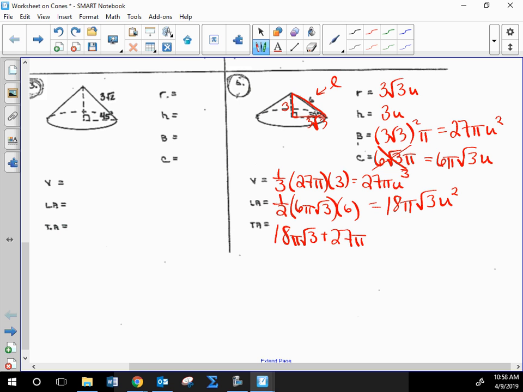Wait, can you explain the clock? Because, so this is a root 3. This one's not a root 3. So here I have 27 pi, here I have 18 pi root 3, two different types of things. So this will be our final answer, except we still need our units. Any questions with that? Great, flip it over to the back side.